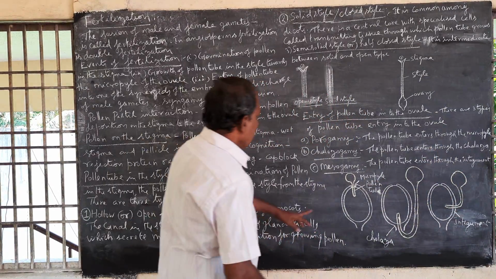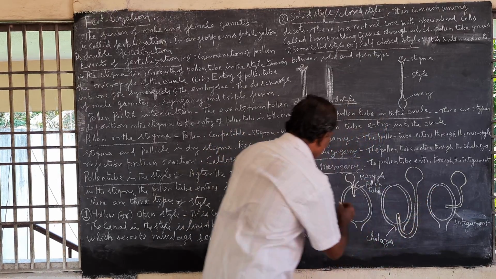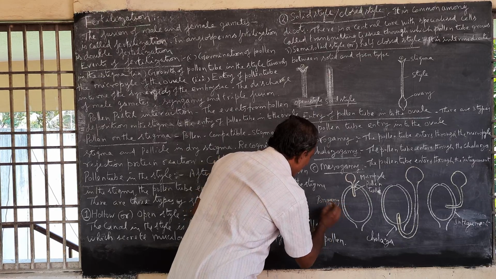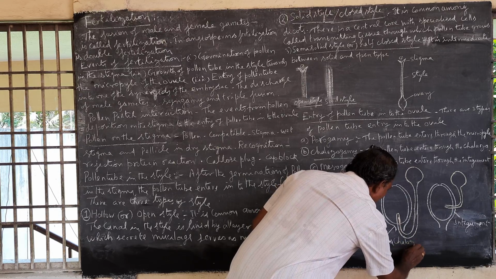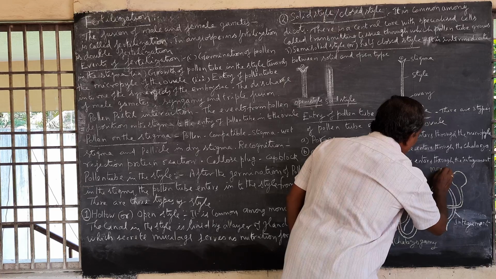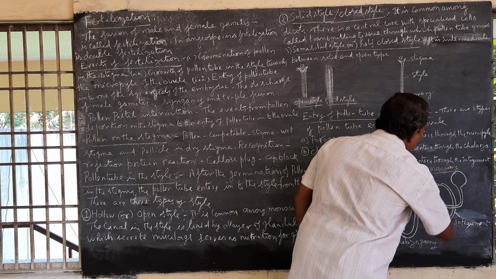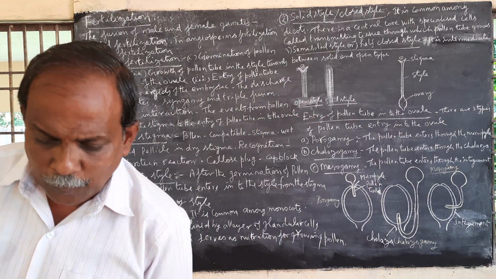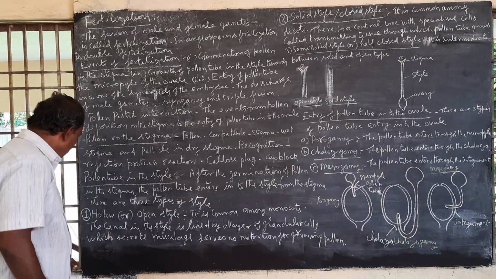So this one is porogamy, chalazogamy, mesogamy. Then the next topic is the entry of pollen tube into the embryo sac. That we will see in double fertilization.